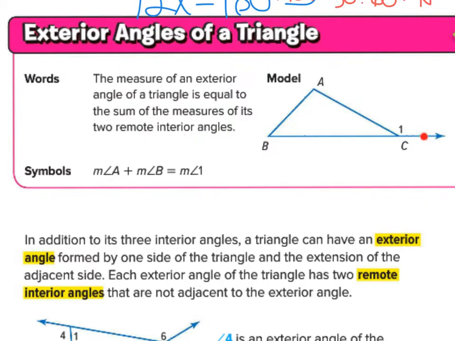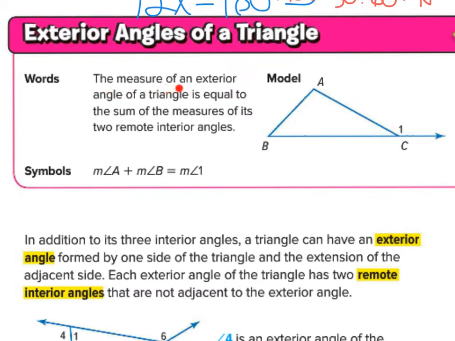The measure of the exterior, okay? So we have measure of angle A plus measure of angle B equals measure of angle 1. So that's what we're saying. We're saying that this measurement here and this measurement here, when we measure these, we're going to get this one.